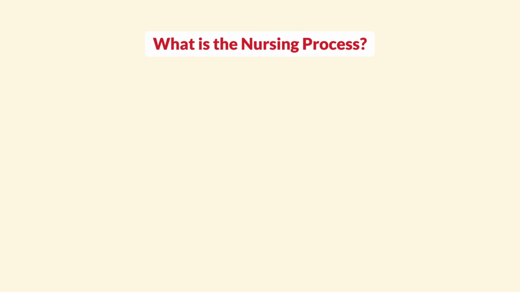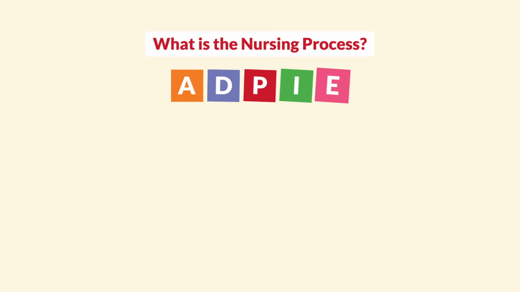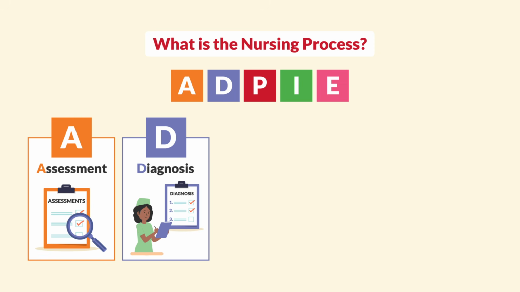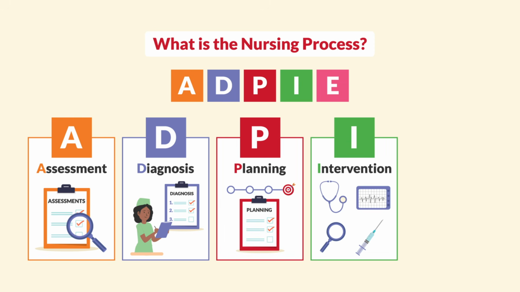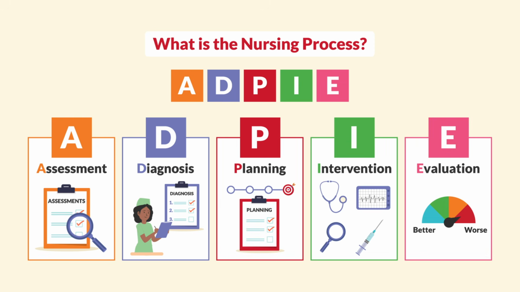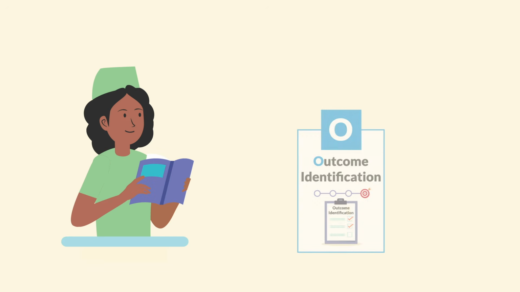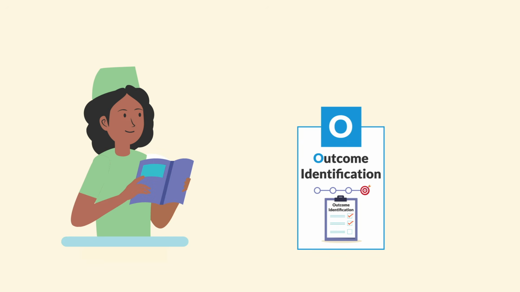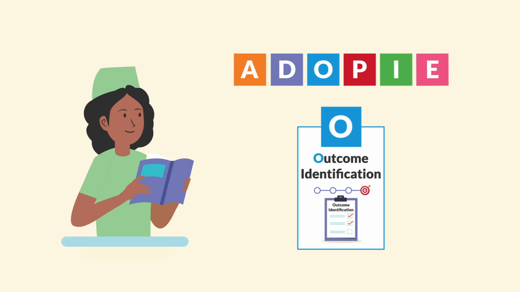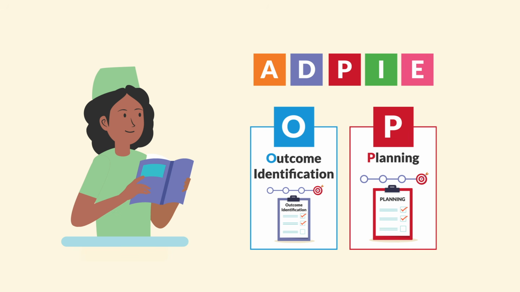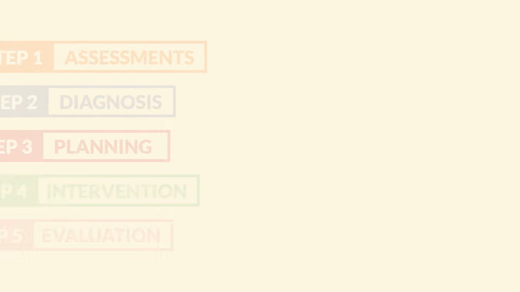Remember it with this simple acronym, ADPIE. A is for assessment, D is for diagnosis, P is for planning, I is for intervention, and E is for evaluation. Now, some schools or textbooks include a 6th step like outcome identification, so we can turn it into ADPIE, simply adding an O. But we'll include that in the planning section since they often go hand in hand. All right, so let's dive into the details.